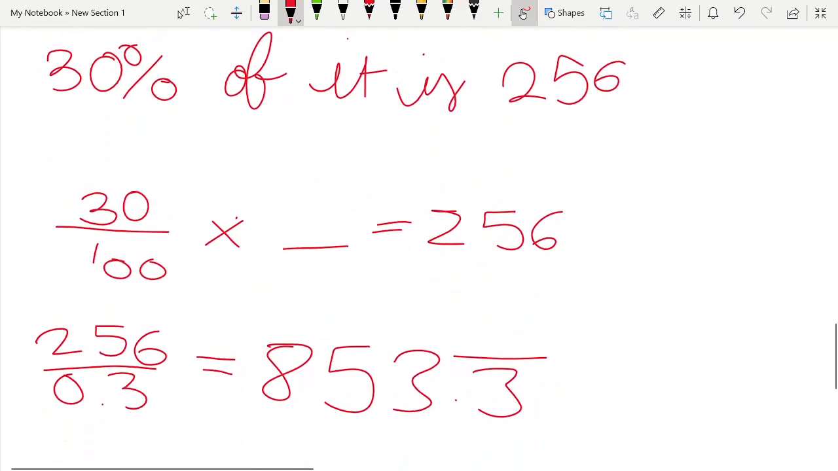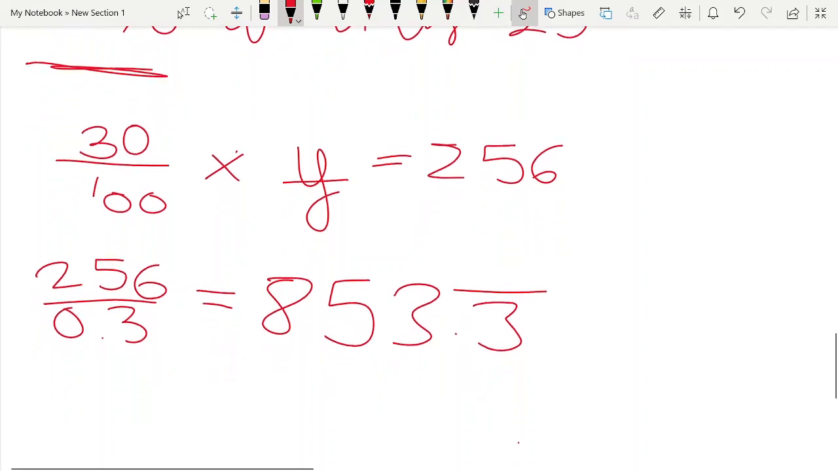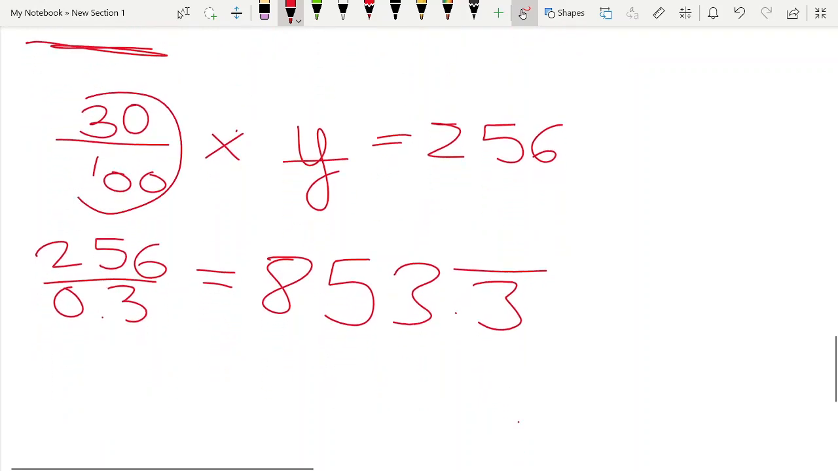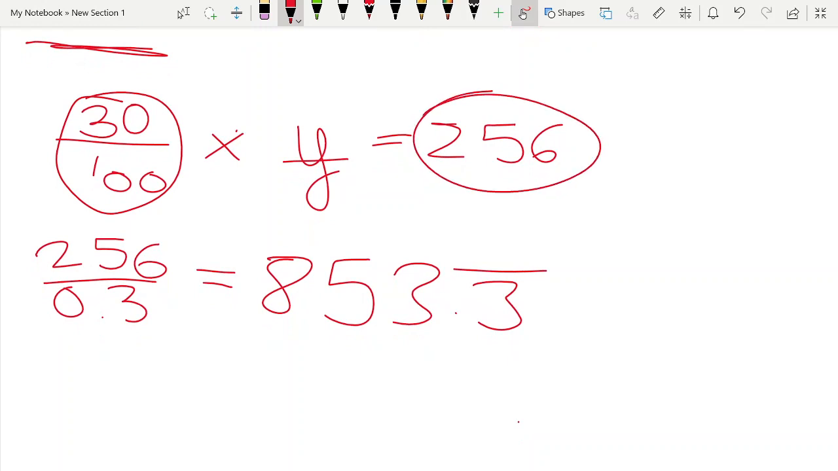Now another question can be 30% of it is 256. Now try to understand. 30% of something is 256. So what are they asking? 30 by 100 times, they don't know the answer over here, which is it, is equal to 256. Let's name this y. Now, we first want to solve this. Because what are we trying to do? If we don't want this number to go as a denominator, we always want it to be a numerator.